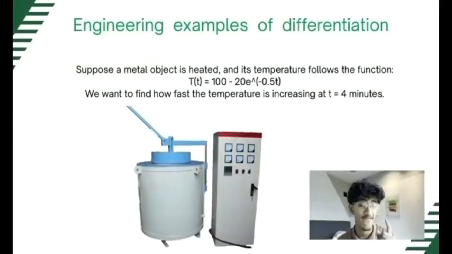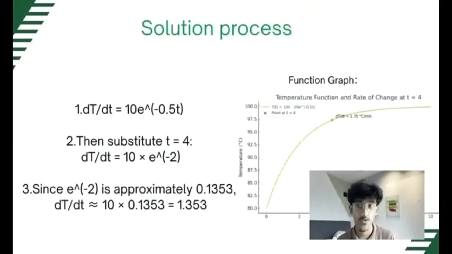To solve this, we first have to differentiate the function. So it's going to be dT/dt equals 10 e^(-0.5t). And then we substitute t equals 4. So it's going to be dT/dt equals 10 multiplied by e to the power of negative 2. And if you put it in the calculator, you will get 0.1353.